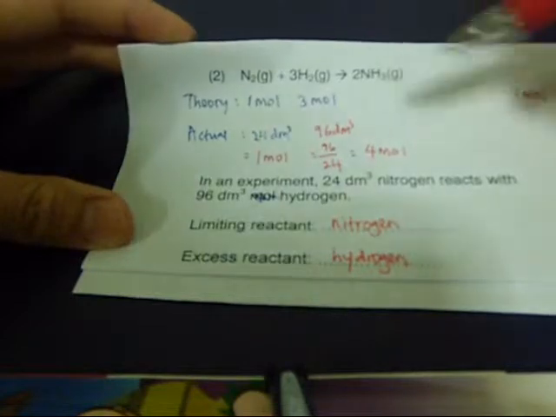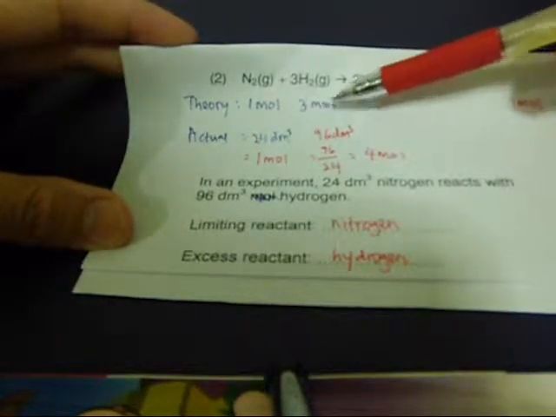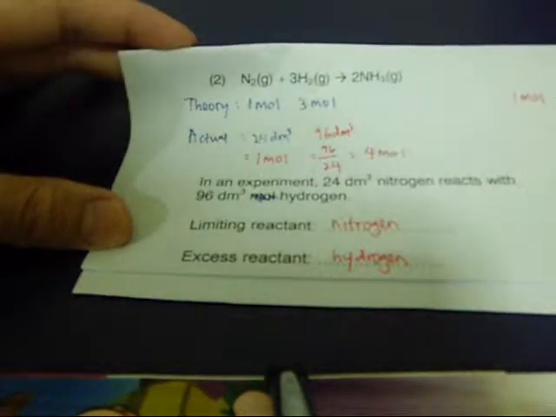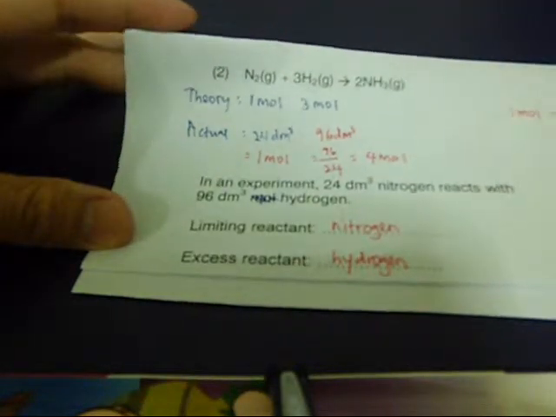So again, every time I compare the actual and the theory: if actual is more than theory, excess. If actual is less than theory, limiting. Now let's look at the third example here.